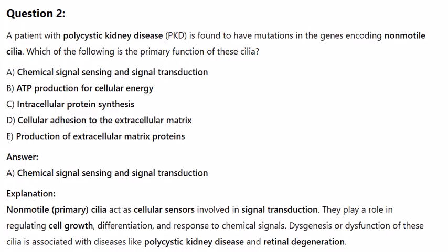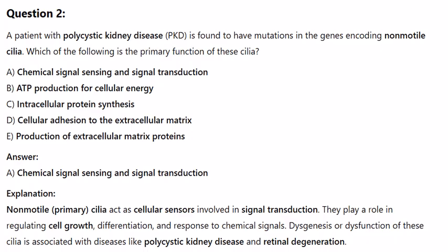Explanation: non-motile primary cilia act as cellular sensors involved in signal transduction. They play a role in regulating cell growth, differentiation, and response to chemical signals. Dysgenesis or dysfunction of these cilia is associated with diseases like polycystic kidney disease and retinal degeneration.